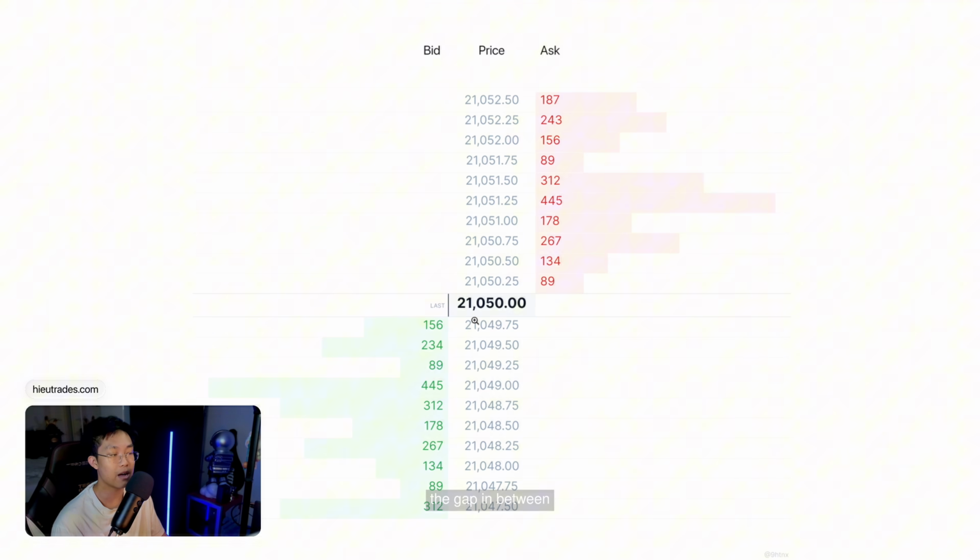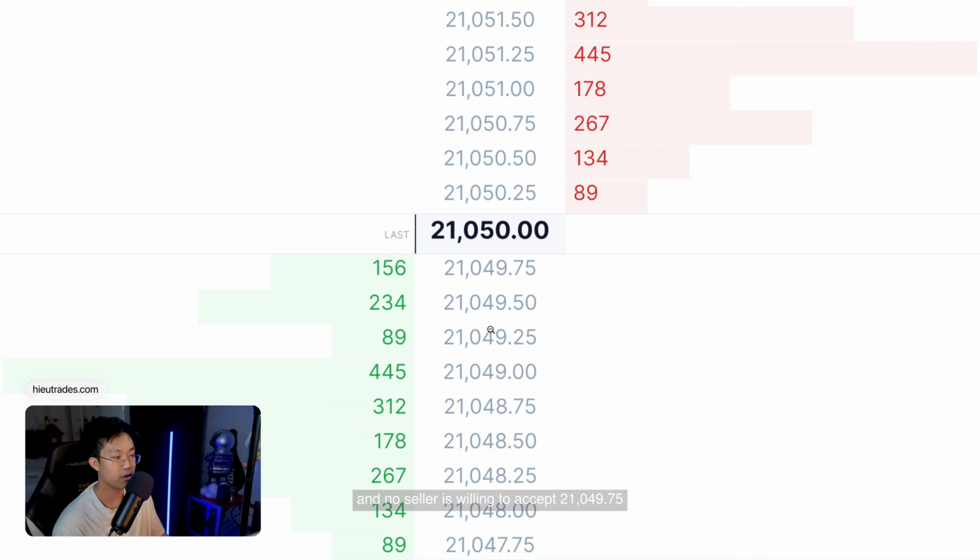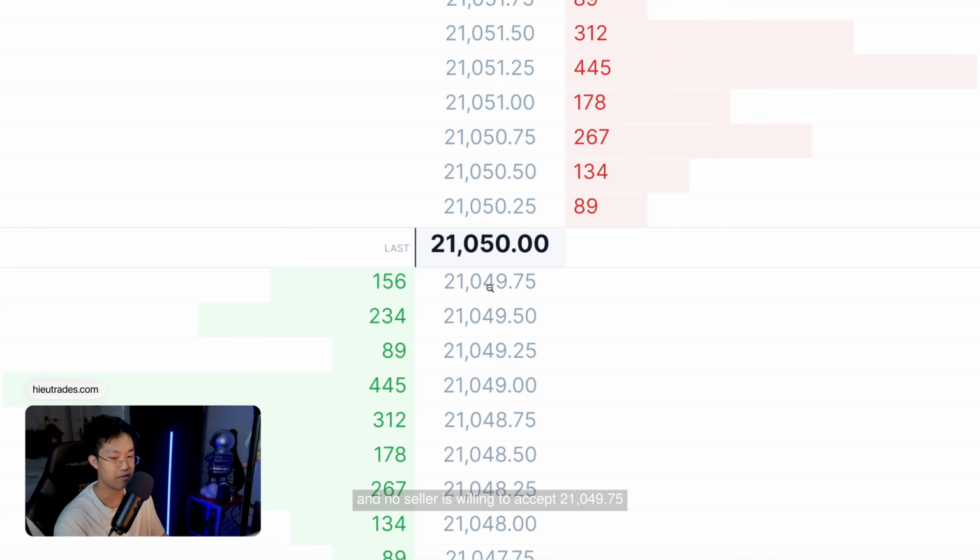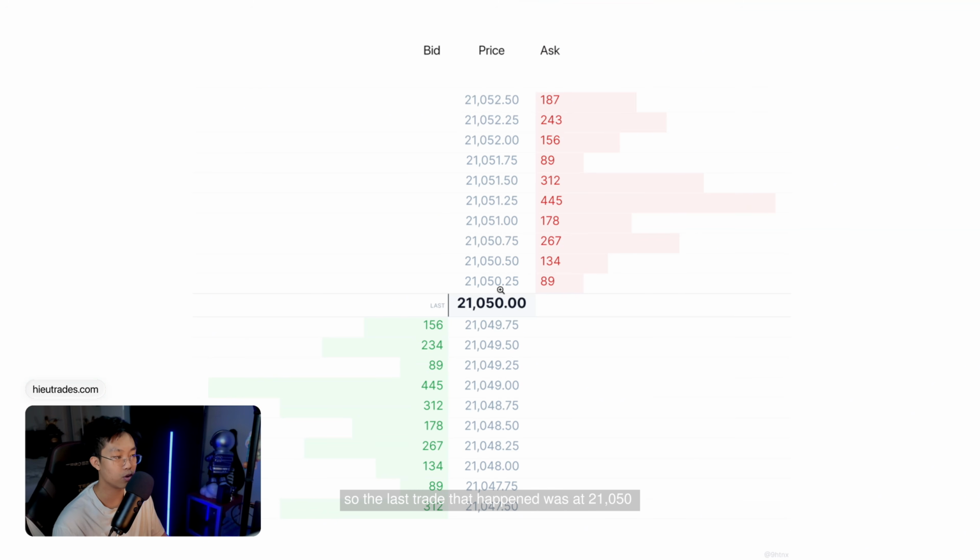21050.25. The gap in between, from the best bid to the best ask price, that is known as your bid-ask spread. Because no buyer is willing to pay 21050.25 and no seller is willing to accept 21049.75. They haven't agreed. So the last trade that happened was at 21050, right there. And that is our current price. That is where buyers and sellers last shook hands.